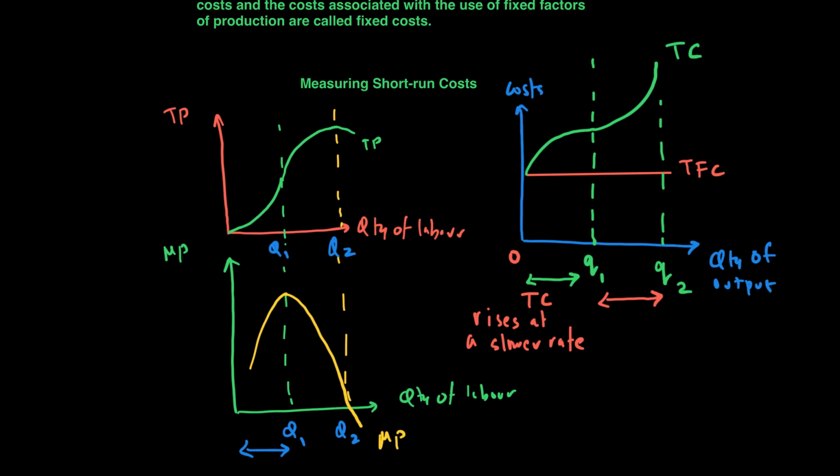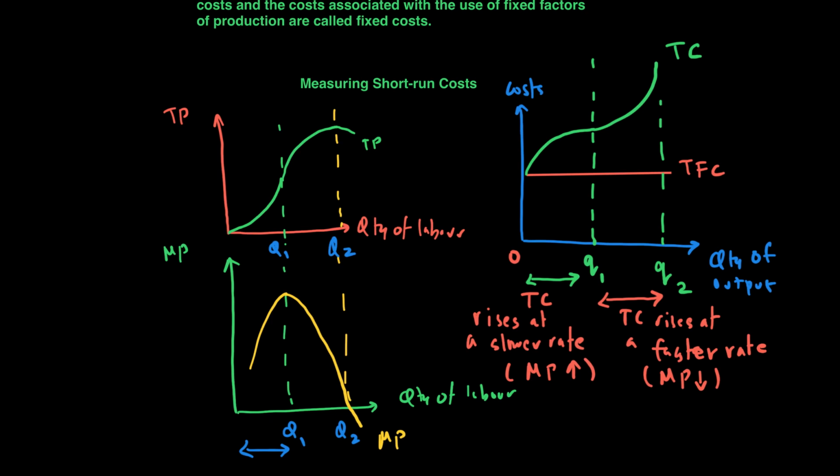On the other hand, when your output is rising at a slower rate because diminishing MP is happening, total cost is rising as your MP is falling, so total cost rises at a faster rate. The reason why total cost rises at a faster rate is because MP is falling. The reason why total cost is rising at a slower rate is because MP is rising. It's MP that is making total cost behave like that.